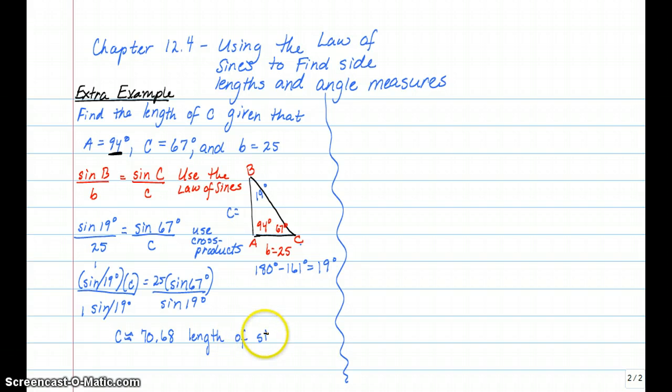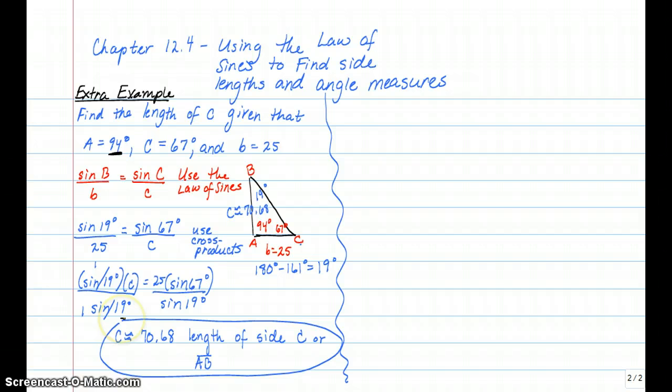of side C. And if you look at C, C could also be referred to as AB. And so C is approximately, it's not exact, 70.68.